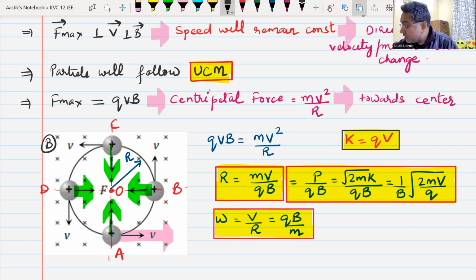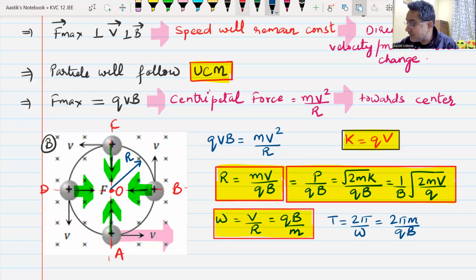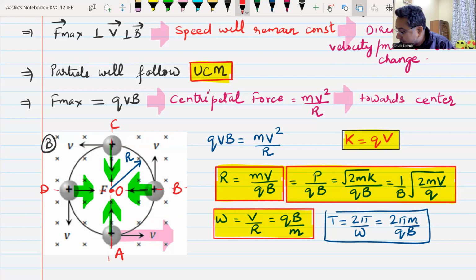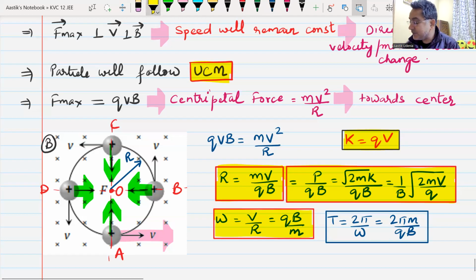From there, you can also find out the time period. Time period is 2 pi by omega. This time period is also known as the time period of the cyclotron. This omega is also known as the angular frequency of the cyclotron. If I invert the time period, I will get the frequency of the cyclotron. So what is the formula for time period? It will be 2 pi m by qB. This time period is independent of your velocity v. Do we see this? Yes or no?